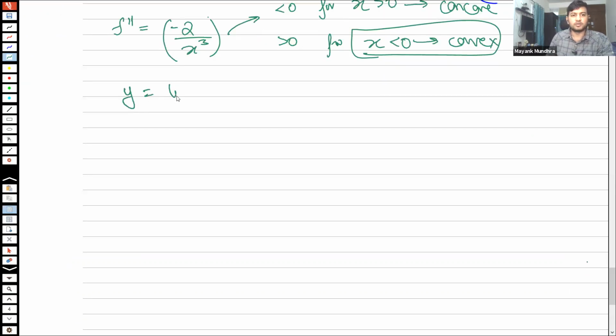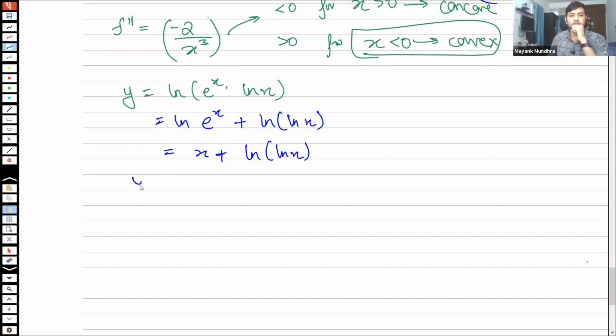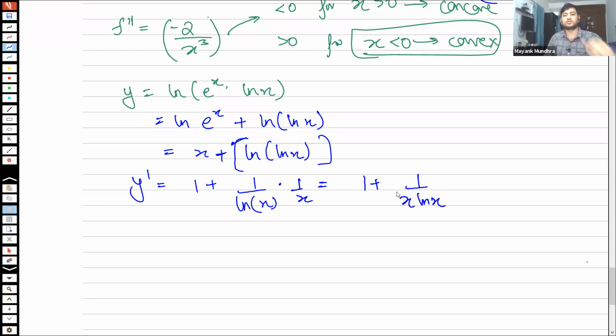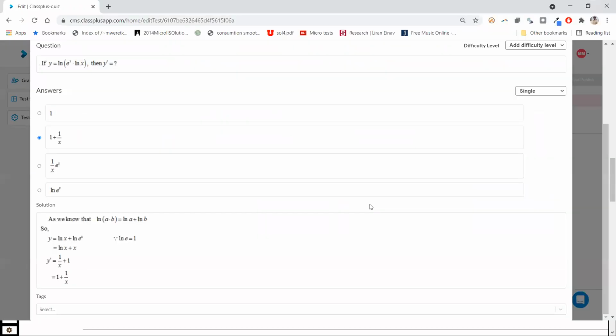So if you have y equals log e to power x into log x, this can be written as log e to power x plus log of log x. So this is basically x plus log of log x. So when I differentiate this, y prime is going to be 1 plus the differentiation of log log x. First I differentiate this, so 1 by ln x, and I differentiate log x, so that becomes 1 by x. So 1 plus 1 by x ln x. So that should have been the correct answer. Yes, so that was what I was getting.